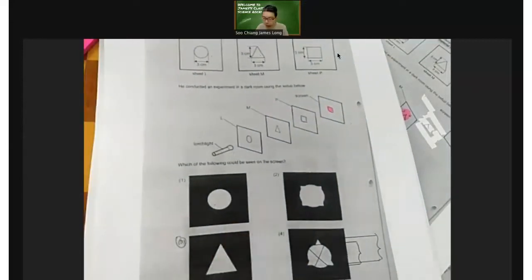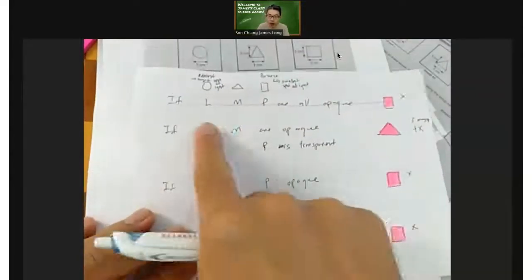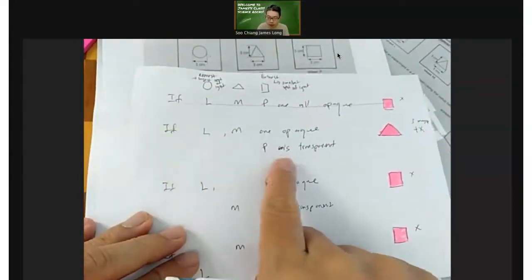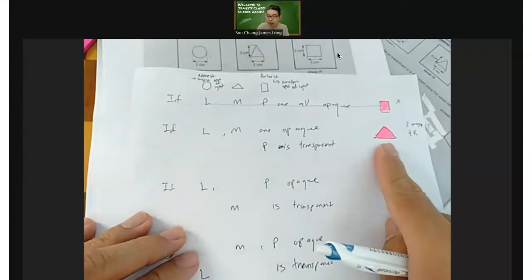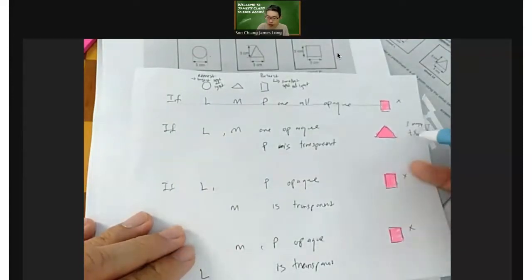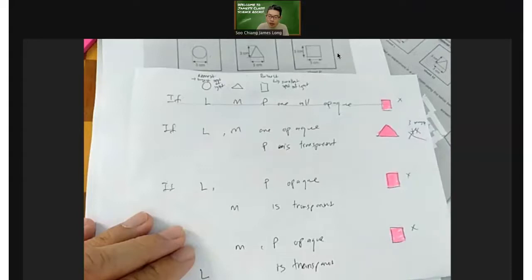Okay. And let's take a look at other possible scenarios. We talk about all are opaque, not possible. If P is transparent, I think I will get this, but I don't think we'll get 4. Those I ruled out 4 already. So I'm left with 1, 2, and 1 and 2.